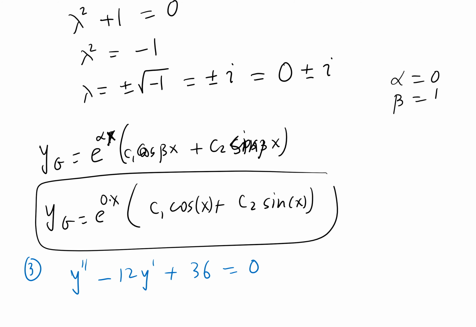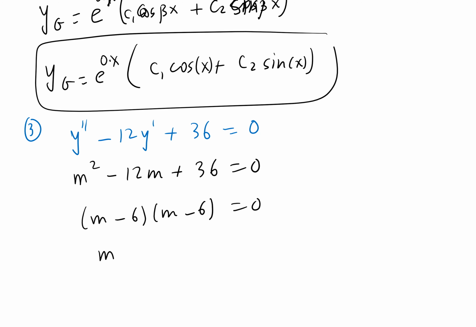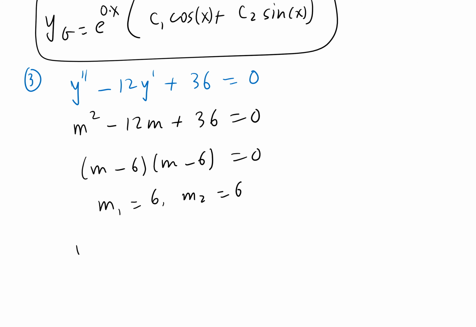Next example, try this one. The auxiliary equation is m squared minus 12m plus 36 equals 0. So m minus 6 times m minus 6. So as you can see, m1 is 6 and m2 is 6. It's one repeated root. And to finish solving this, we use the solution for the third case, which says c1 e to the 6x plus c2, don't forget the x, e to the 6x.